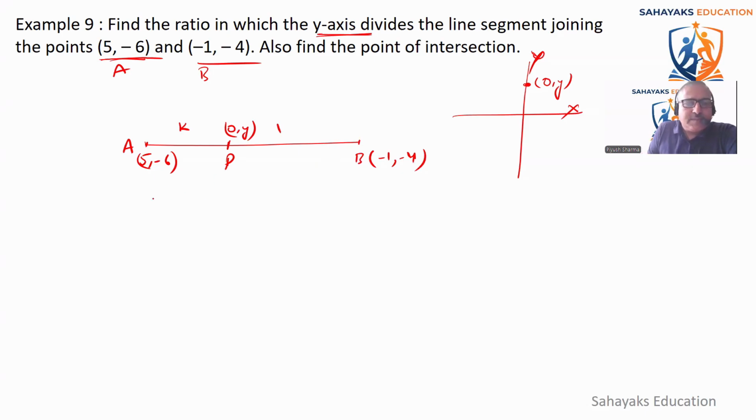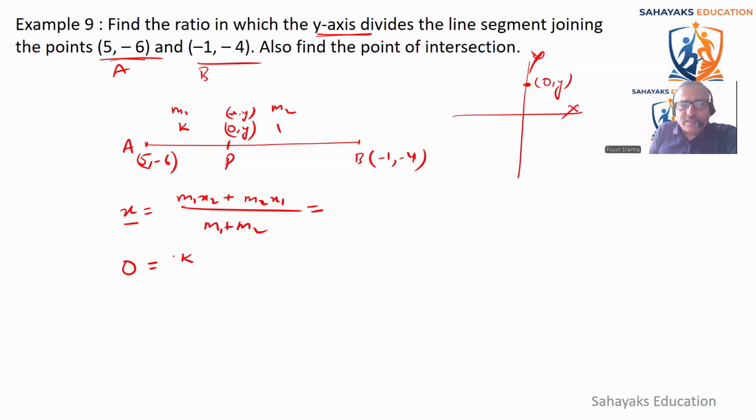Now putting the formula for this, it says x. So this is x and this is y. So x is equal to m1 x2 plus m2 x1 divided by m1 plus m2. Okay, now putting the values here. What's the value of x? 0. 0 is equal to m1 x2. What is m1 here? This is the m1 and this is m2. So we can say k into minus 1. So this is minus k.